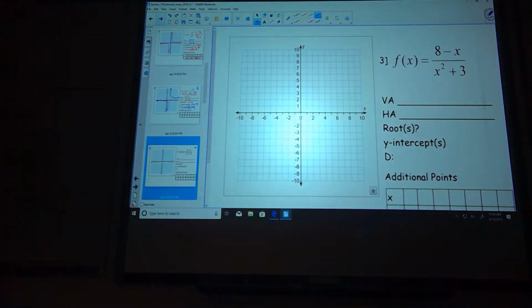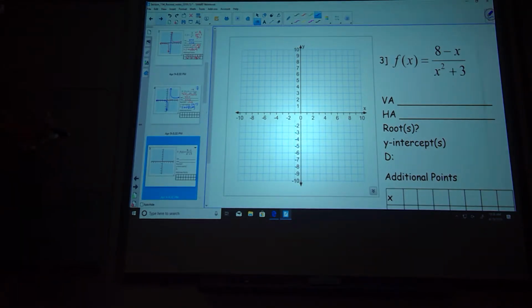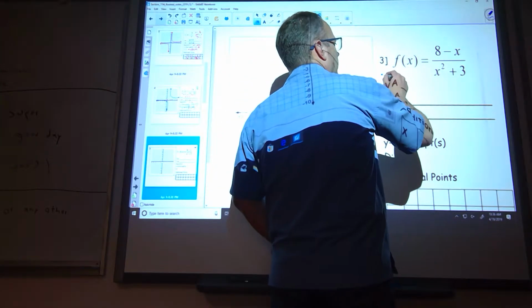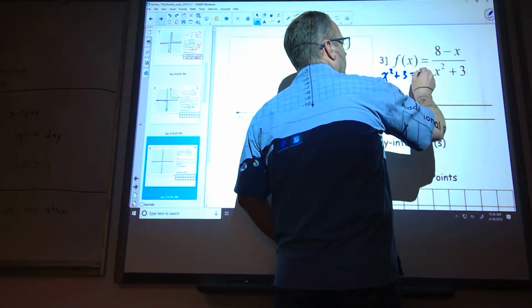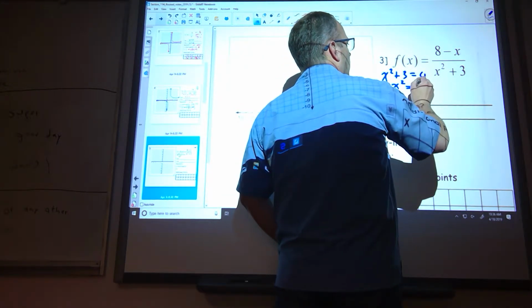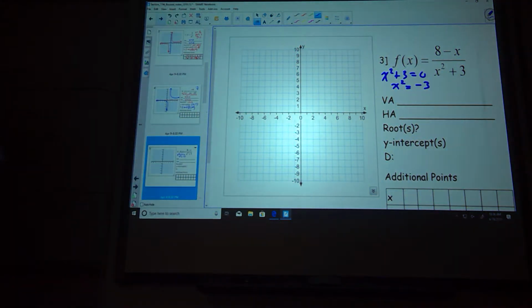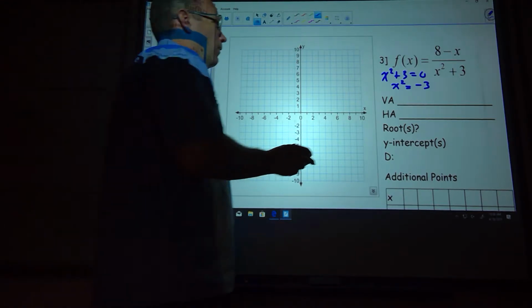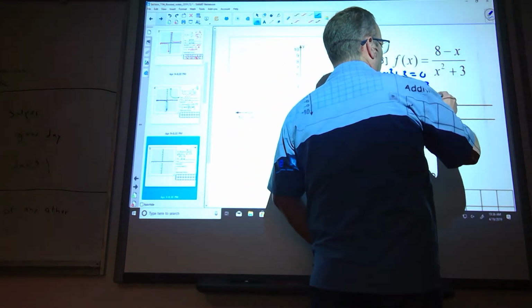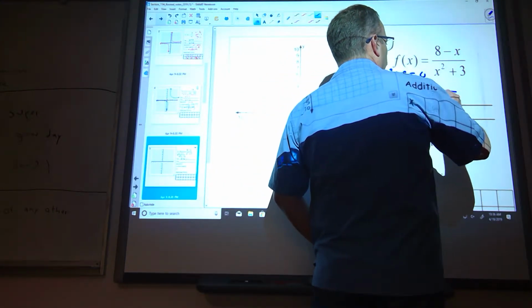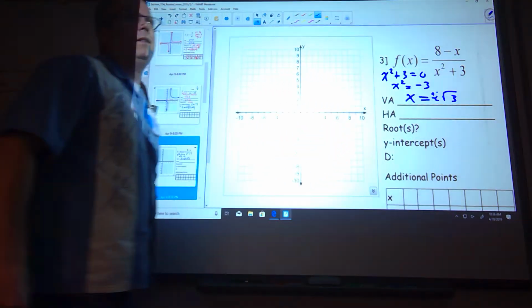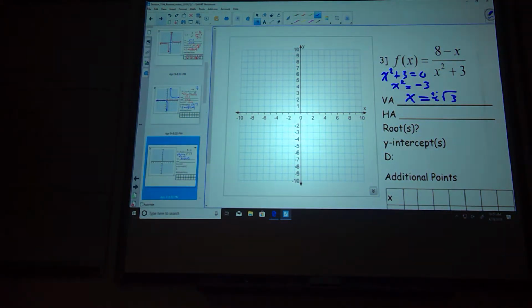All right, so now, vertical asymptote. How do I do this? What happens? You have to square root -3. Yeah, I got a negative square root. That's ugly. Vertical asymptote: x equals plus or minus i root 3. What does i root 3 even look like? I don't even know. Somewhere up there. Somewhere there. All right, move on.